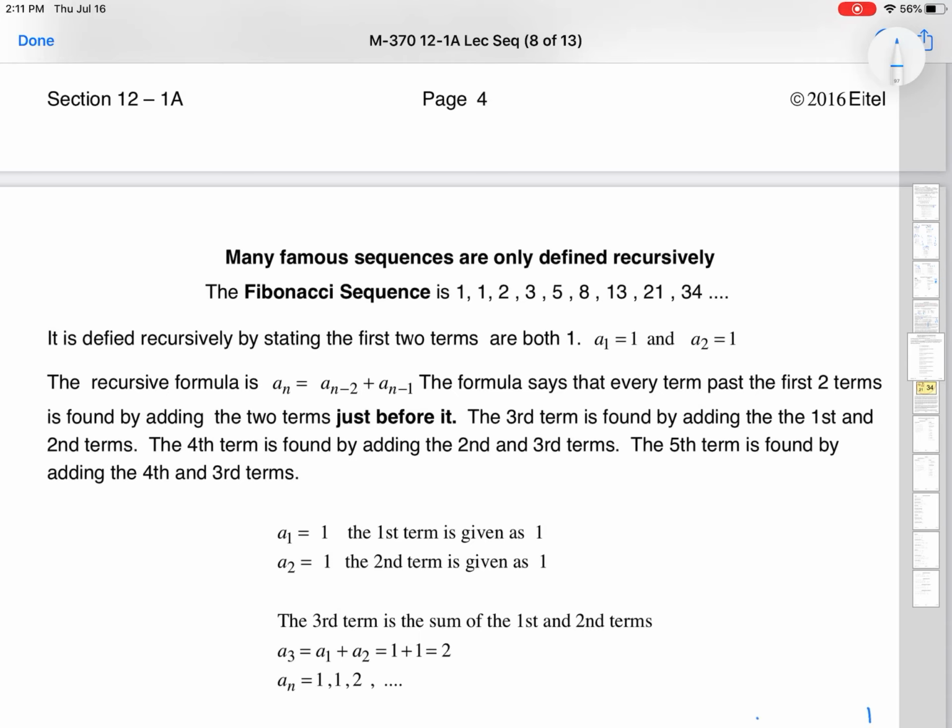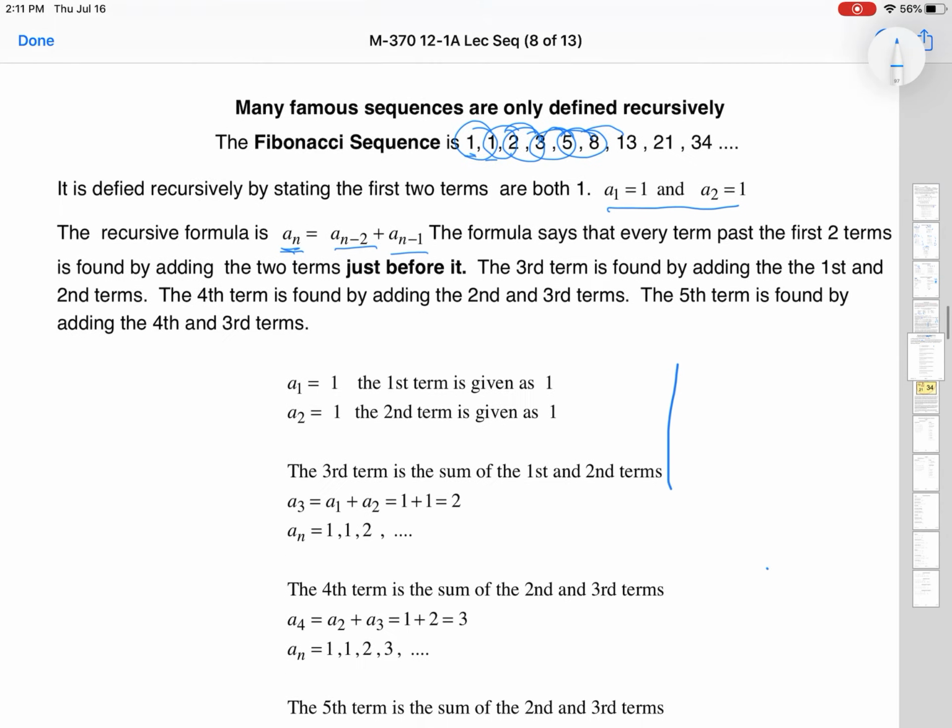So a1 is equal to 1, a2 is equal to 1. That's very unique. And then if you want to know the nth term, you take the two previous terms and add them. So take a look. 1 and 1, and then take those previous two and add, you get 2. Take the previous two and add, you get 3. Take 2 and 3 and add them, you get 5. 3 and 5, 8. 5 and 8, 13. The only way to really describe that is through a recursive definition.